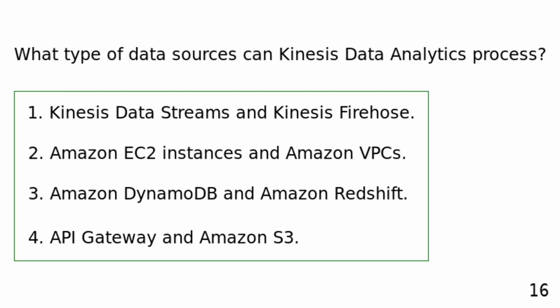What type of data sources can Kinesis Data Analytics process? Kinesis Data Streams and Kinesis Firehose. Amazon EC2 instances and Amazon VPCs. Amazon DynamoDB and Amazon Redshift. API Gateway and Amazon S3.